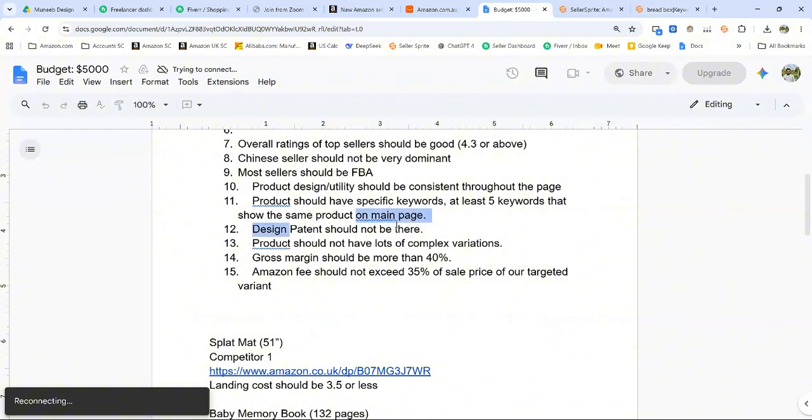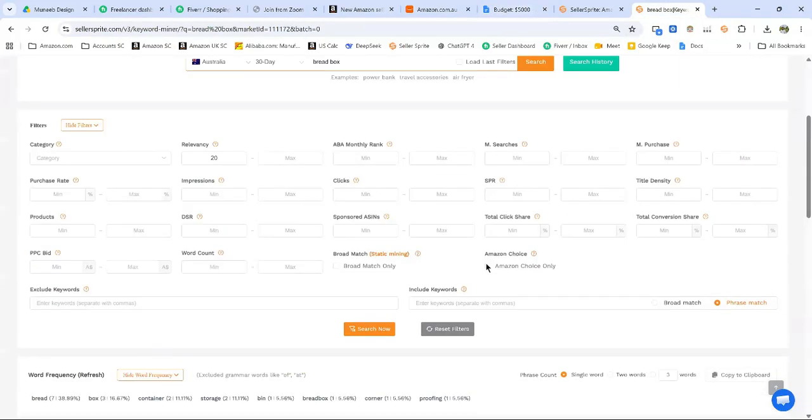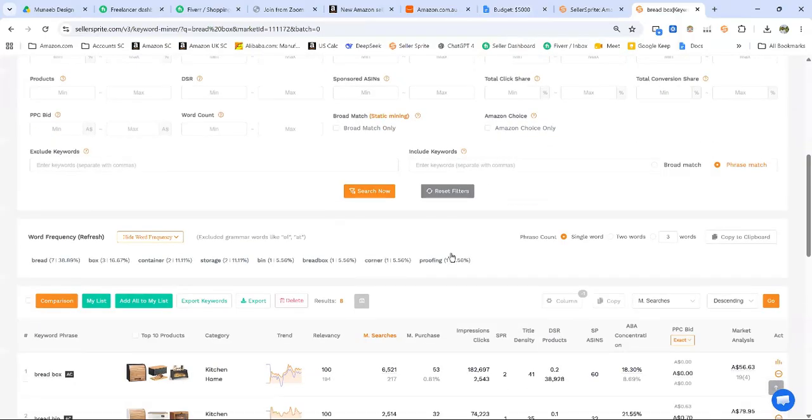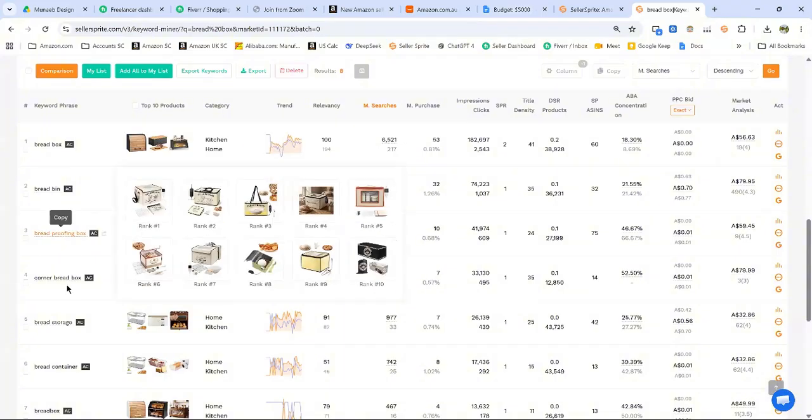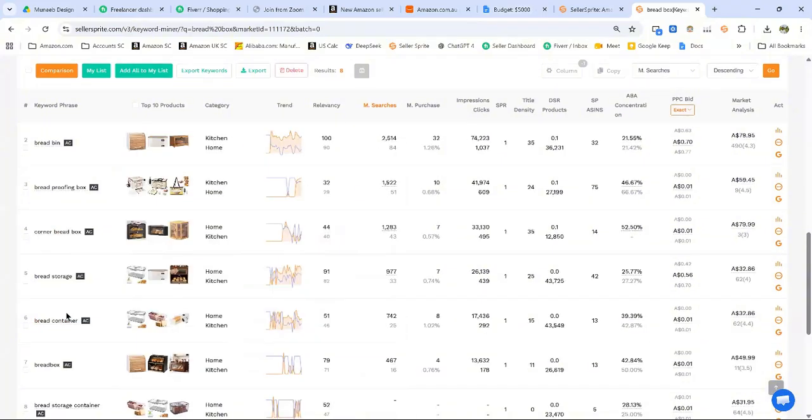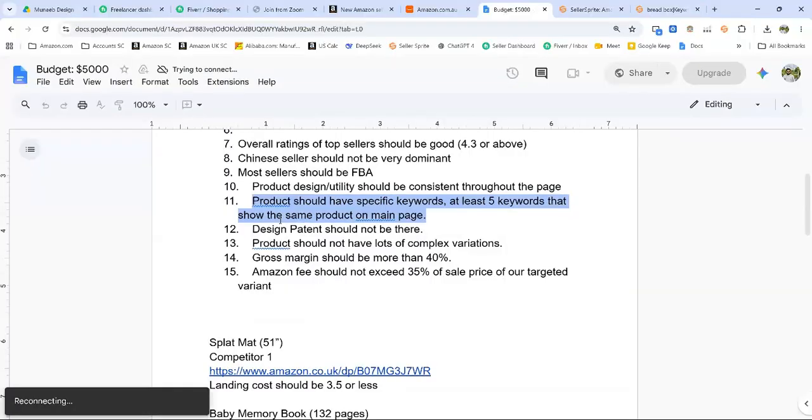Okay. The next point is, did you understand this point? Yes, brother. We just search the keyword, we get the relevant keywords, we check all the relevant keywords, and we check that the results are the same on all the relevant keywords.